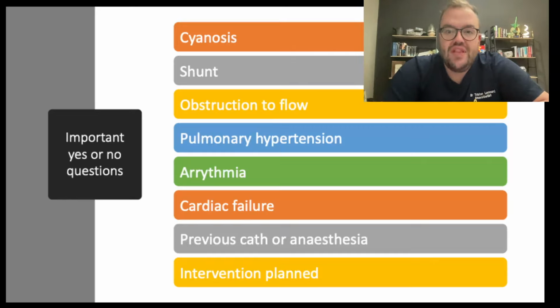So let's run over these again quickly. Is there cyanosis? Is there a shunt? Is there obstruction to blood flow? Is there pulmonary hypertension? Is there an arrhythmia or a history of an arrhythmia? Is there cardiac failure? Have they had a previous cath or anesthetic, and get the notes or the chart from that. And then, is there an intervention planned, yes or no?